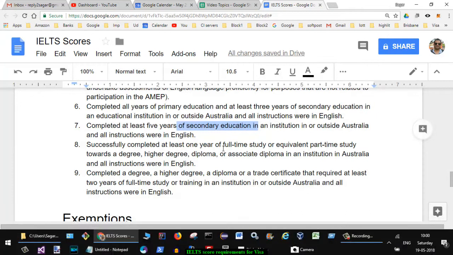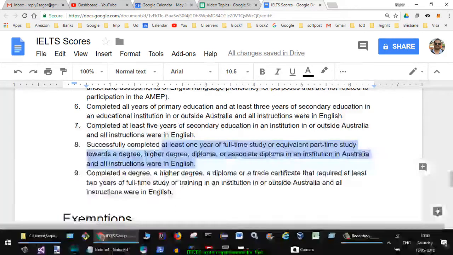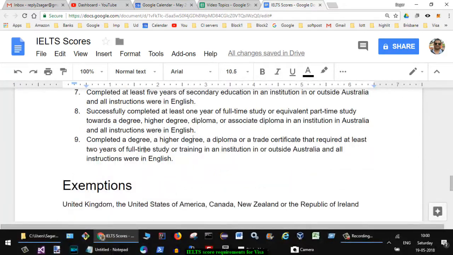Successfully completed at least 1 year of full-time study, or equivalent part-time study, towards a degree or higher degree in an institution in Australia, with all instruction given in English. So if your education is done in Australia for 1 year, then you don't need to give IELTS. And finally, if you have done 2 years of a degree in India or, say, outside Australia, and all instruction was given in English, then also you don't need to give IELTS.